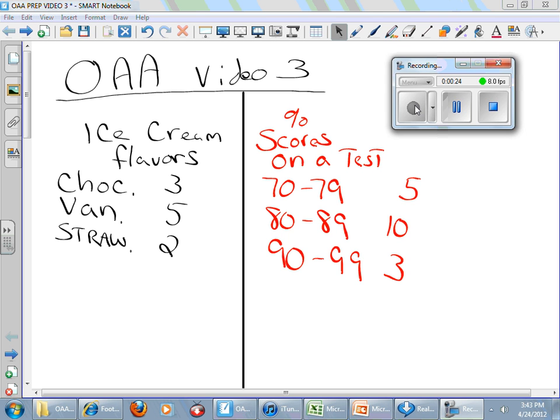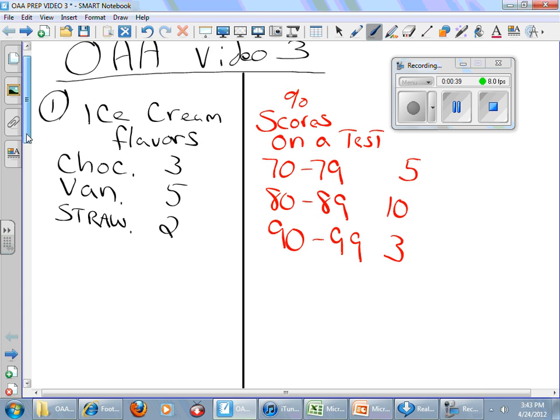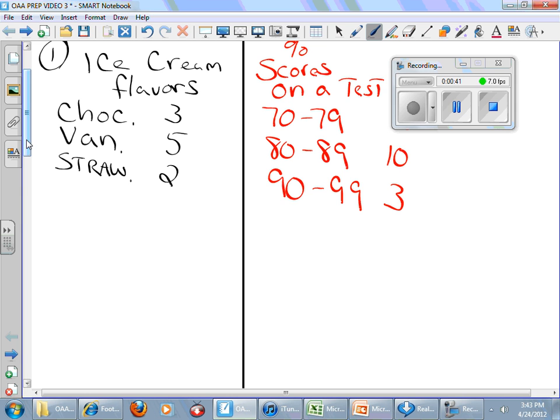We'll go through them. All right, example number one is we took a survey of kids' favorite flavors of ice cream cones. We surveyed 10 kids, and 3 voted for chocolate, 5 for vanilla, and 2 for strawberry. What's the best type of graph for this? Well, the best type of graph here would be a bar graph. Why? Because there's only one variable, and we're just counting the quantity of it.